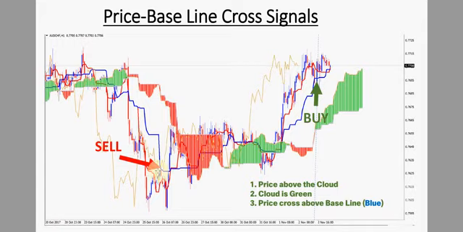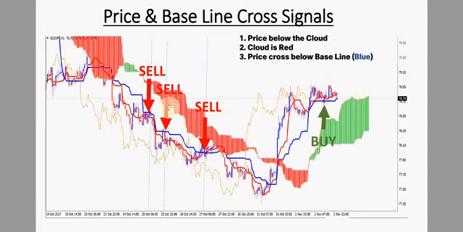So now remember, it is not lines crossing each other. Now it is price crossing the blue line. So price touches this blue line and falls back, sell signal. Price crosses this blue line and goes back up, that's a buy signal.